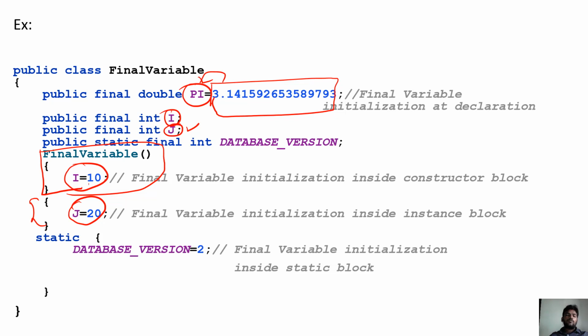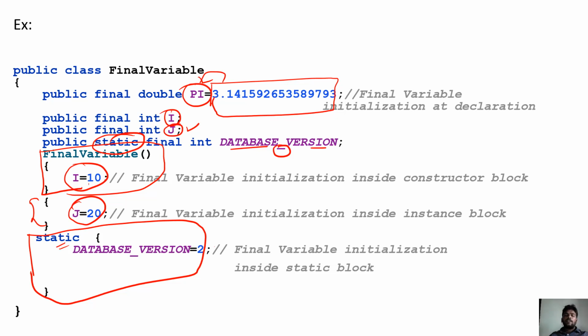Now I have one more final variable, but this time it is a static final. This is the naming convention, DATABASE_VERSION. Here I have two words, so you have to use an underscore to separate the words. Now I want to initialize this static final variable inside a static block. This is called a static block. If any block is declared with static, then it becomes a static block. So inside a static block you can initialize static final variables. The variable name is DATABASE_VERSION, and here I have initialized it inside the static block.